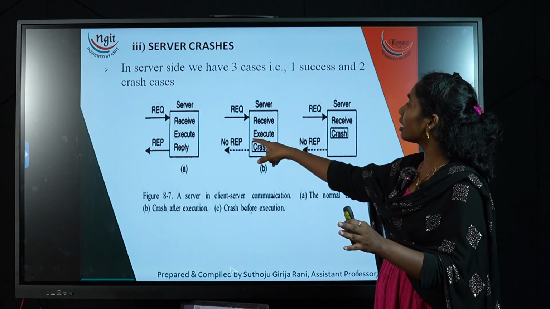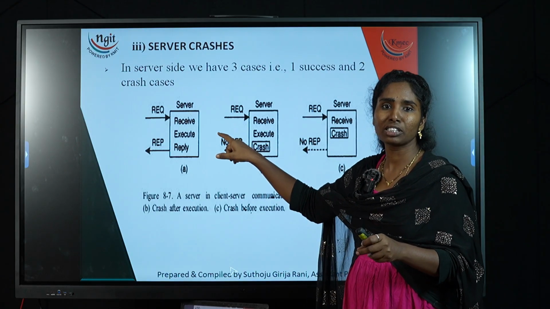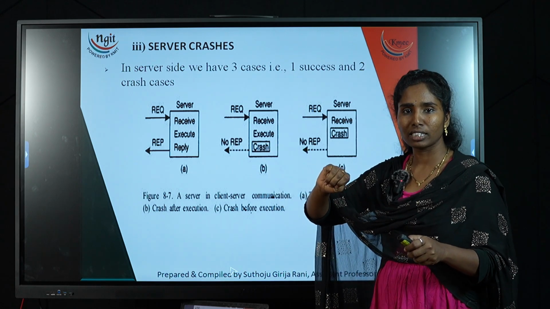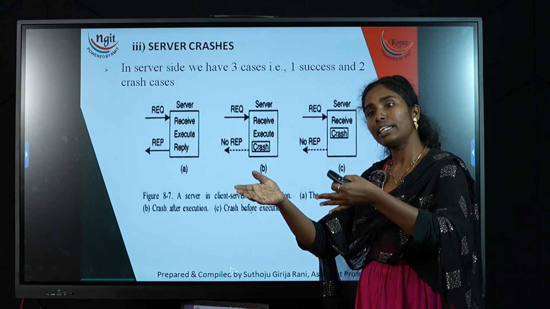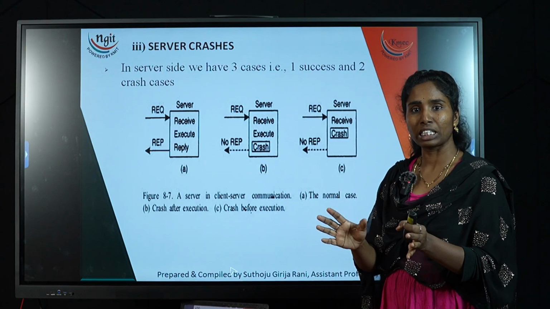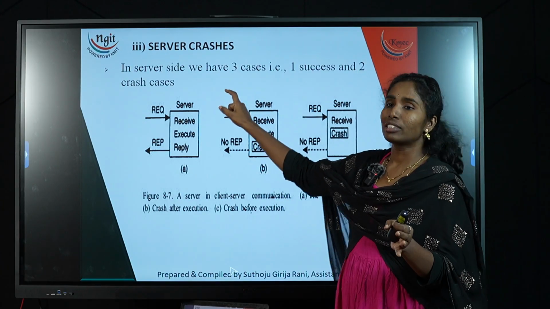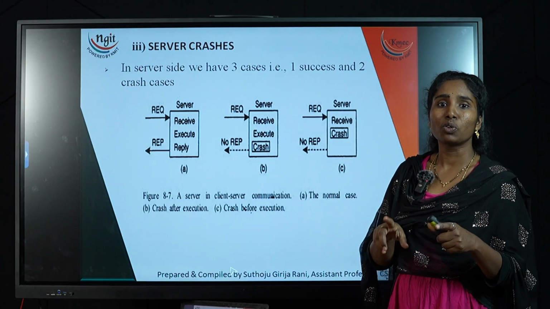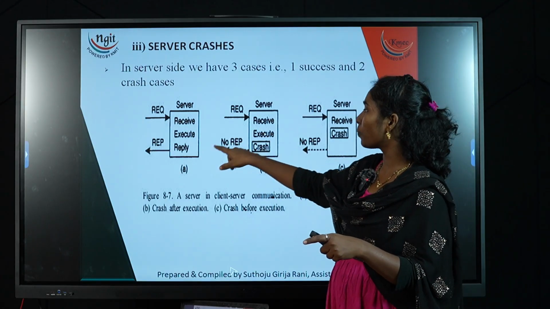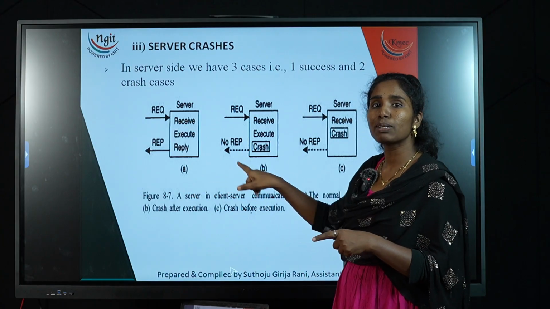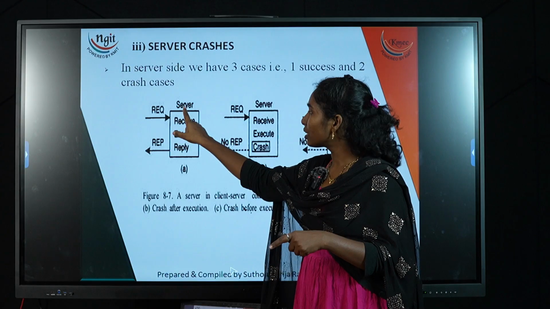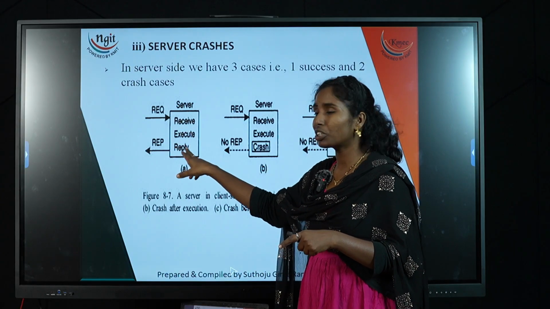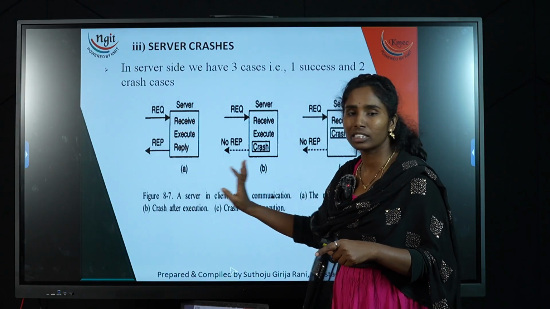So when the server crashes, there will be 3 cases. The first case is the success case, where the client and server are both in a safe state. The remaining 2 cases are the crash cases. So when the crash is happening, let us see now. The first one: the client sent the request, the server started execution and replied back. This is a success state.